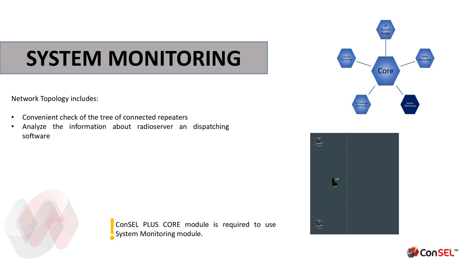An addition to this module is the network topology, which is a functionality that allows visual representation of ConSEL Plus system components. In the network topology window, you will see icons corresponding to dispatchers, a radio server, and repeaters. You will also see a clean split between the connected radio systems. Icons are also used to identify the status of individual components, as well as for basic management of their functions, such as turning drives on or off.